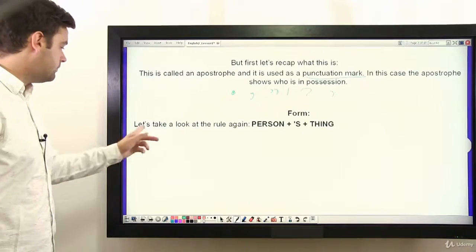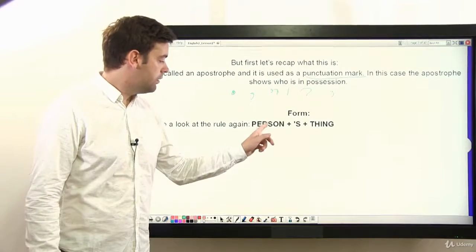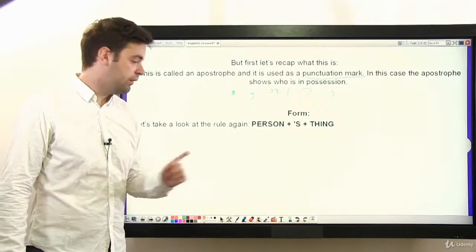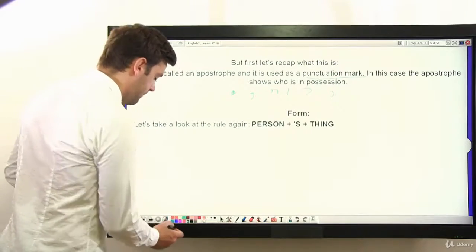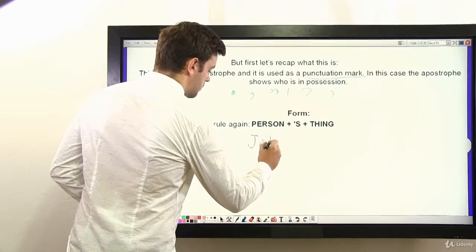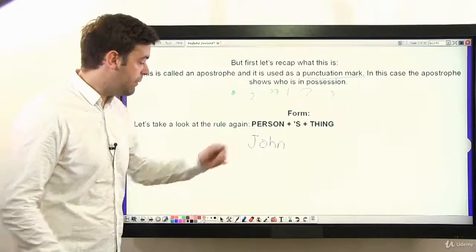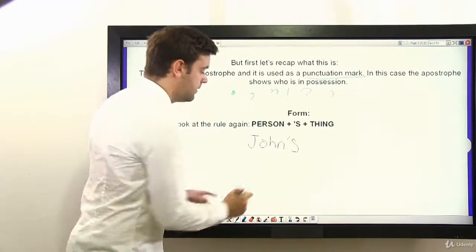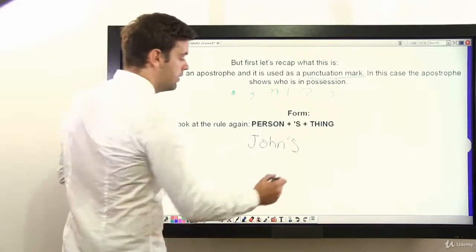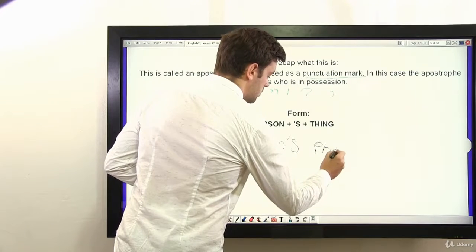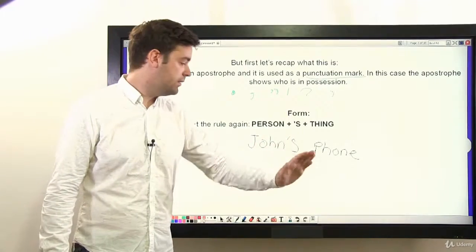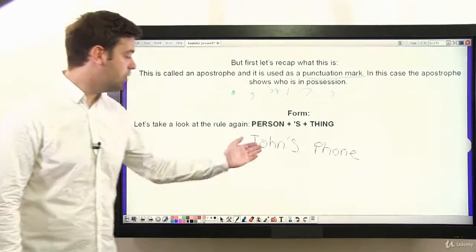So, let's take a look at the rule again. Person plus apostrophe s plus thing. So, for example, for the person, let's write a name. So the name could be John. Okay? Then we put apostrophe s with John. Then we need a thing. So let's say John's phone. So we have the person plus apostrophe s and the thing, which is the phone. So John's phone.